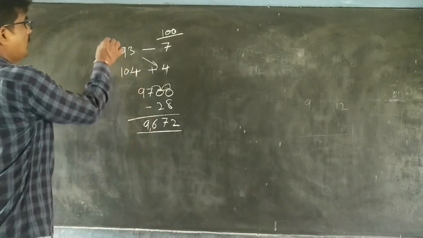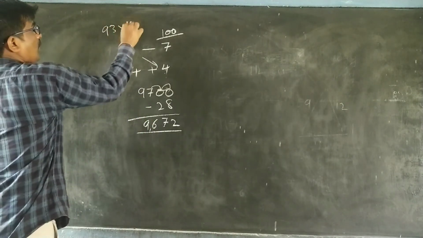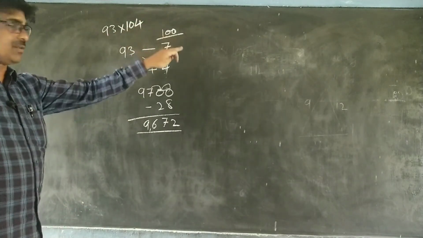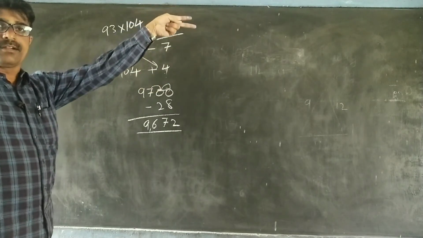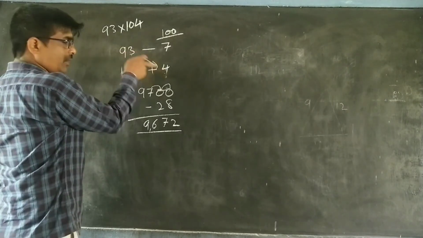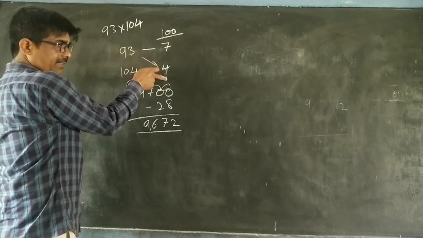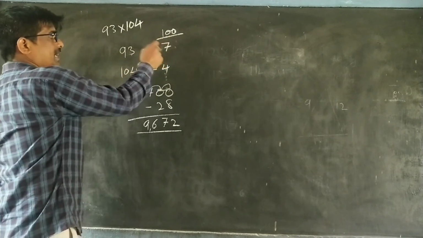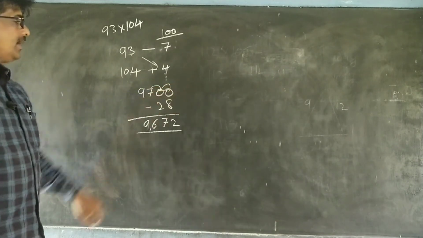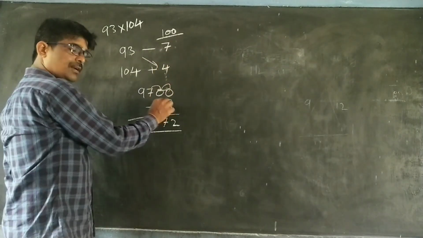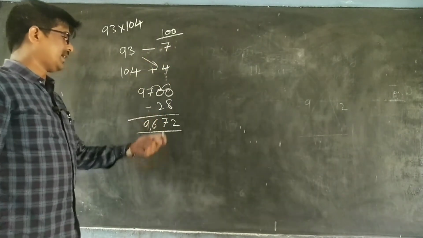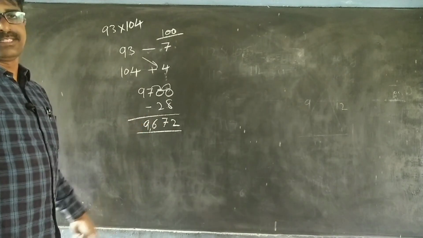I am explaining once again. 93 into 104. What do we have to do? 93 is 7 less than 100. 104 is 4 more than 100. Whenever you come down, you have to add; if I go the other way, I have to do subtraction, because here it is minus. So 93 plus 4 is equal to 9700. Next, 7 4s are 28. Doing minus, because plus into minus is minus. 7 4s are 28. Doing subtraction, we get the answer this way.